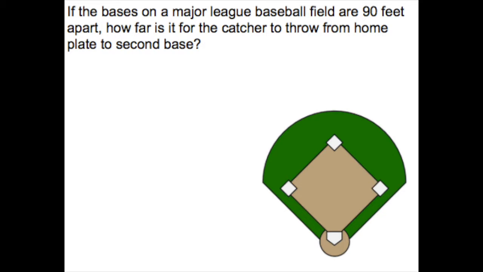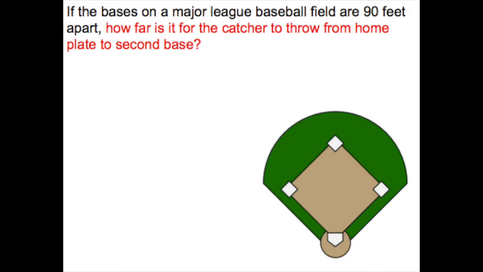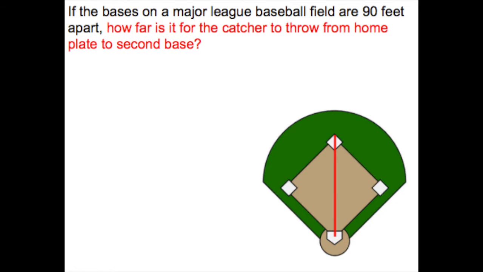Oftentimes when solving a word problem, it's good to get a visual of the problem and what is happening. It is also important to truly understand what is being asked. In this word problem, our objective is to determine how far it is for the catcher to throw from home plate to second base. So, as indicated in our visual by the red line, we need to know the distance from home plate to second base.